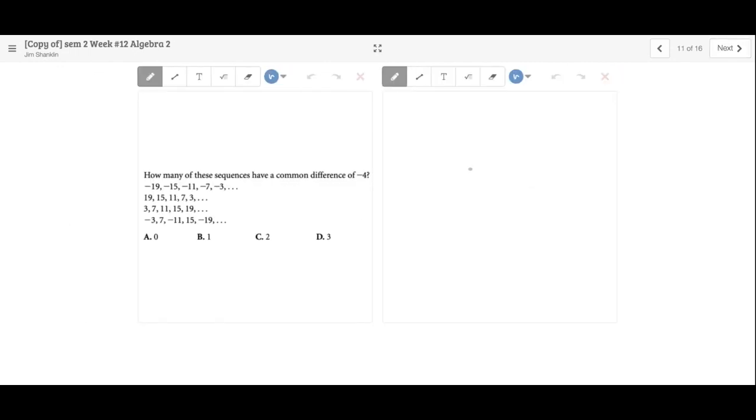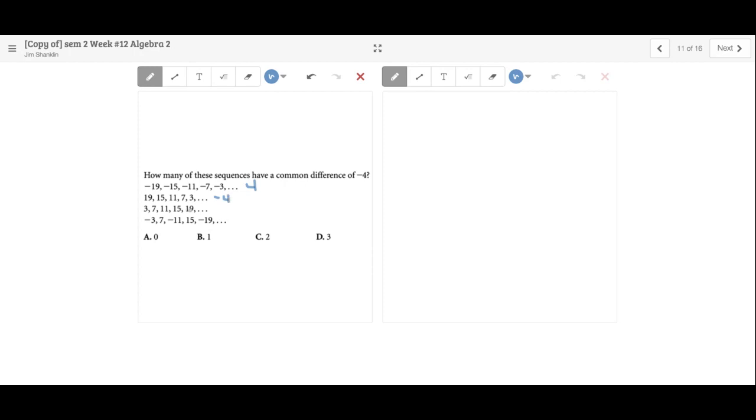All right, next question. It says, how many of these sequences have a common difference of negative 4? Okay, so what I'm doing is I'm just looking here: negative 19 to negative 15 to negative 11 to negative 7 to negative 3. That's going up by 4, isn't it? It's not going down. So this one has a positive 4 difference. 19, 15, 11, 7, 3. This one looks like it has negative 4 difference.